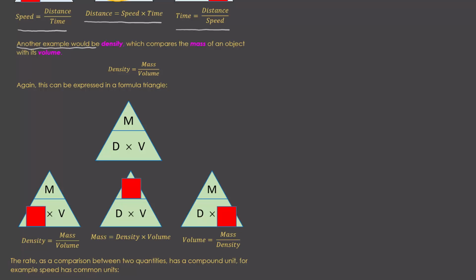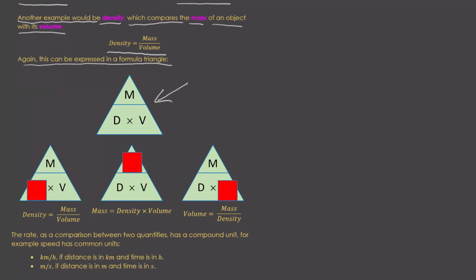Another example would be density. It's one that you may have met in science, which compares the mass of an object with its volume, its physical size. The formula says density is mass divided by volume. And again, we can put that in a formula triangle, as shown here.